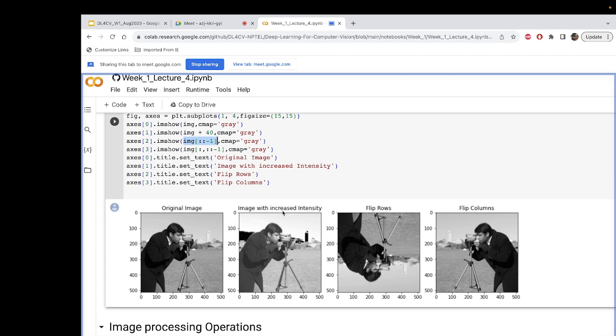This flipped row image is a rotated version of the original image. All you have to do is take the first dimension of the image, which is taken to be the row, and then do this reverse function, which is standard in Python. That gives you this image with flipped rows.